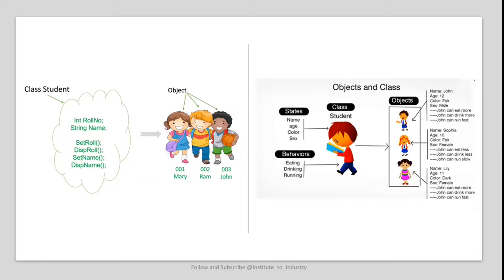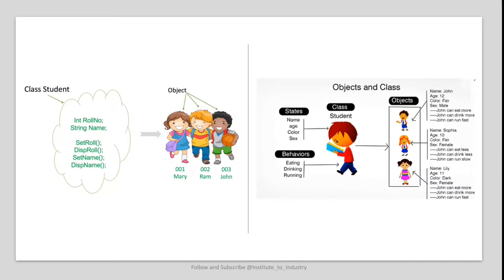In that blueprint we have something called states and behaviors, that is nothing but our variables and functions. So what is a variable? It might have a name, age, color, and gender. Similarly, the behaviors or the functions are what they will eat and drink, that is a function, and they will run, they will study, those things are the functions.